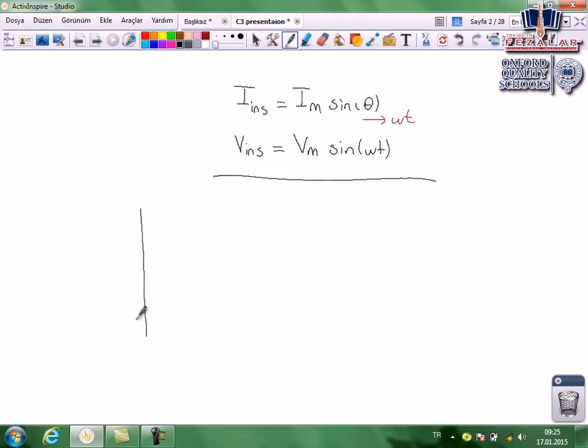Let's draw it. This is our coordinate plane, x and y axes. Let's say this black sine curve is the curve of voltage, and this blue one is the curve of current. When we draw this graph, the phase difference between the two quantities, current and voltage, cannot be seen clearly. So we will change the graph to a diagram that we can comprehend better.